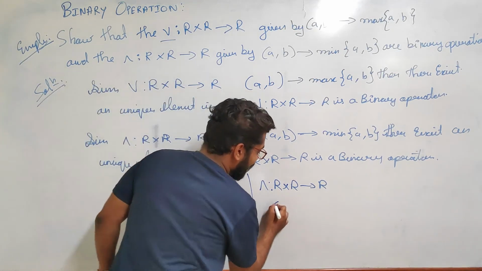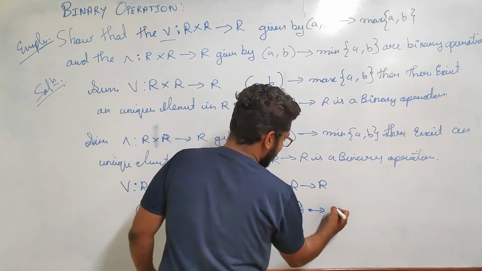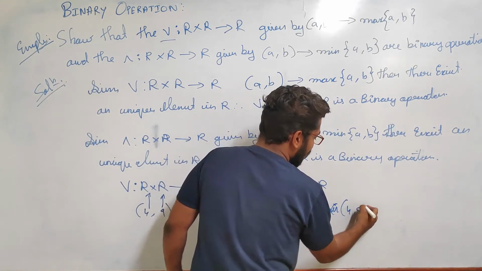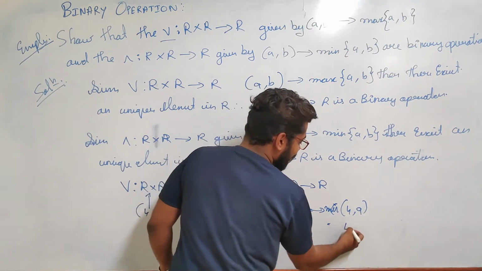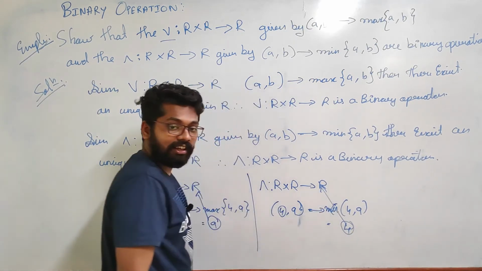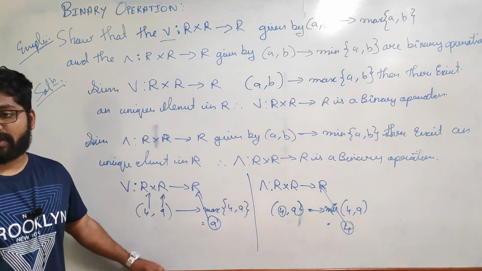So if I take 4 and 9 again, then it is what? Minimum of 4, 9. Right. So answer is 4. 4 belongs to a real number, therefore it is a binary operation.